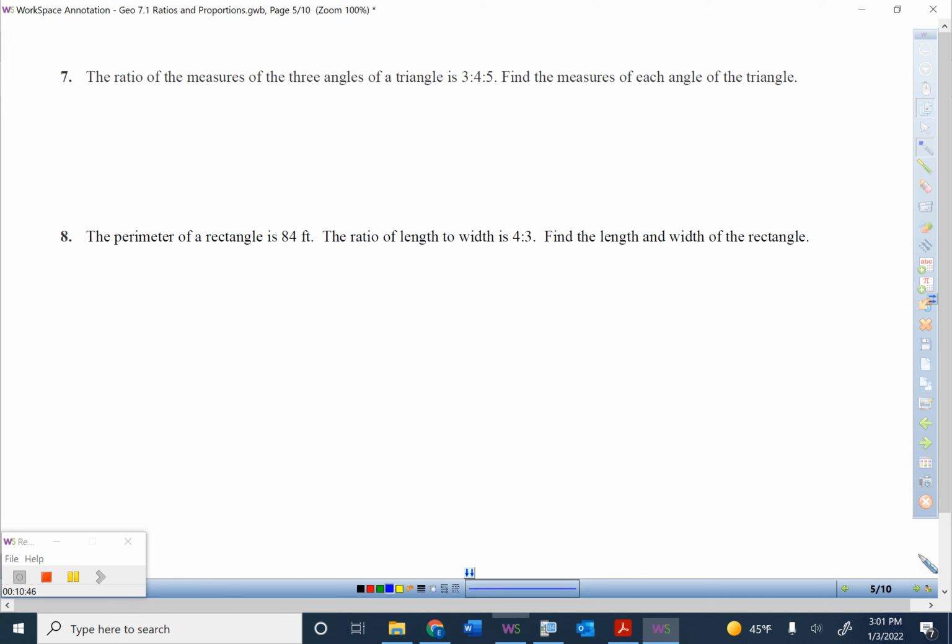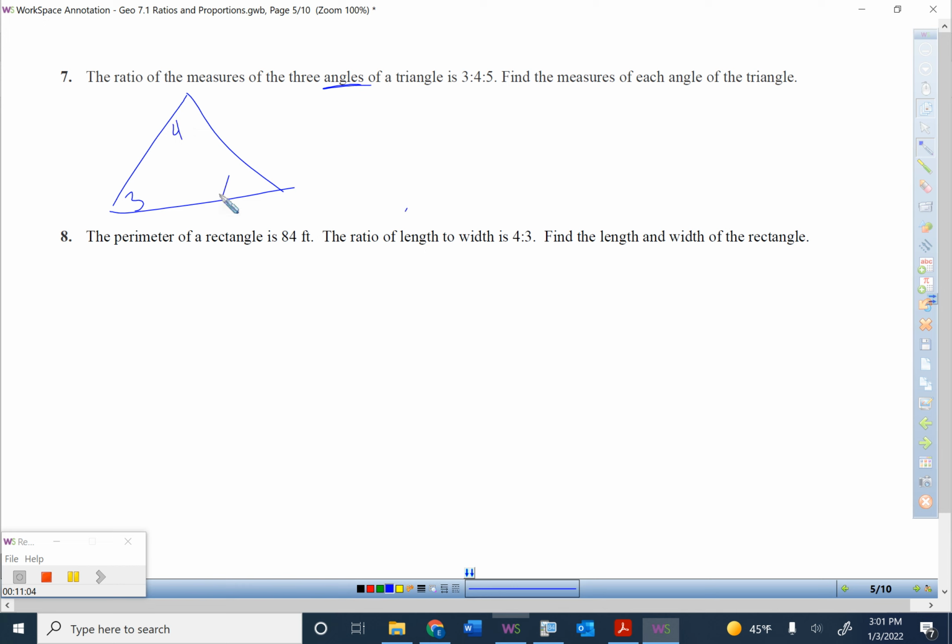Alright, this time it's talking about the angles of a triangle, and it doesn't give us any other number. Okay, so let's draw out our triangle to start with. We know that's happening. But because it says angles, we're going to go on the inside with these numbers. So we've got 3, 4, and 5.